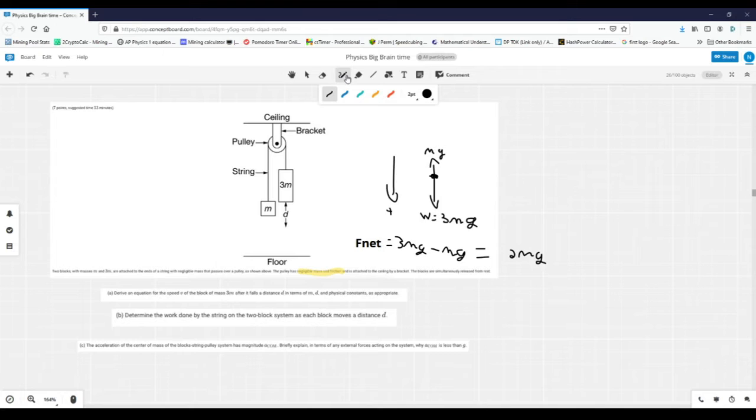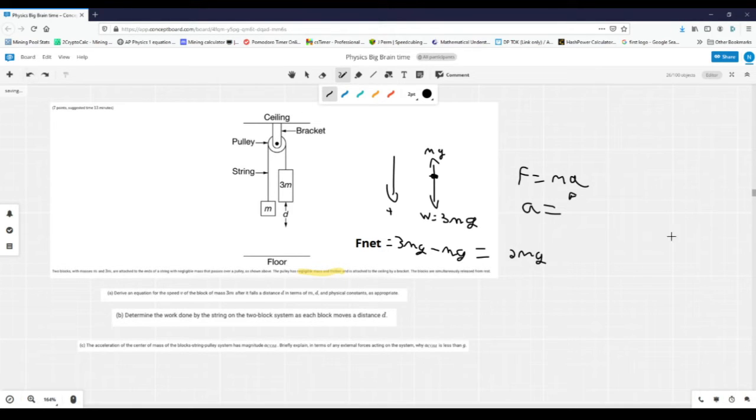Okay. So, now that we have FNet, what is the next thing? You guys were right on all of the steps before. Divide by the mass to get the acceleration, right? Yep. So, remember we have F is equal to ma, and then that means that A is equal to F over M.